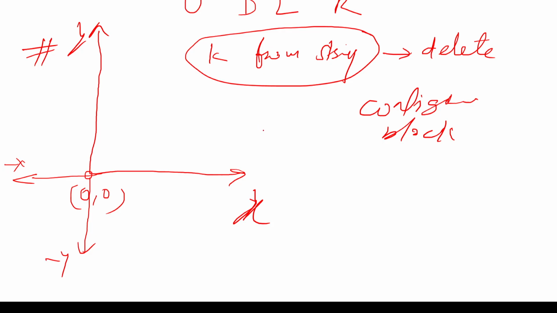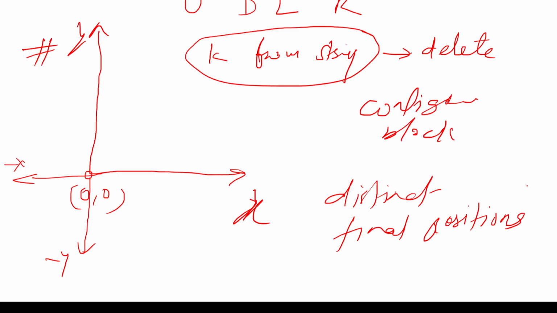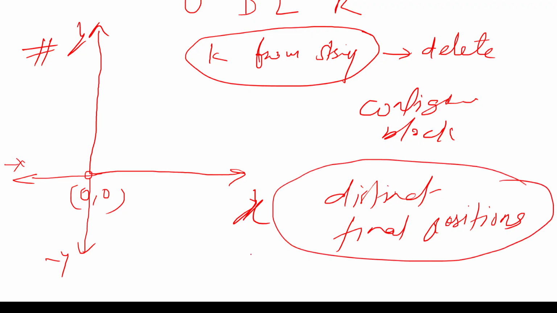This is important because we are not counting how many ways to reach the coordinates, right? There are many possibilities. So we are only counting distinct final positions after all the deletion.